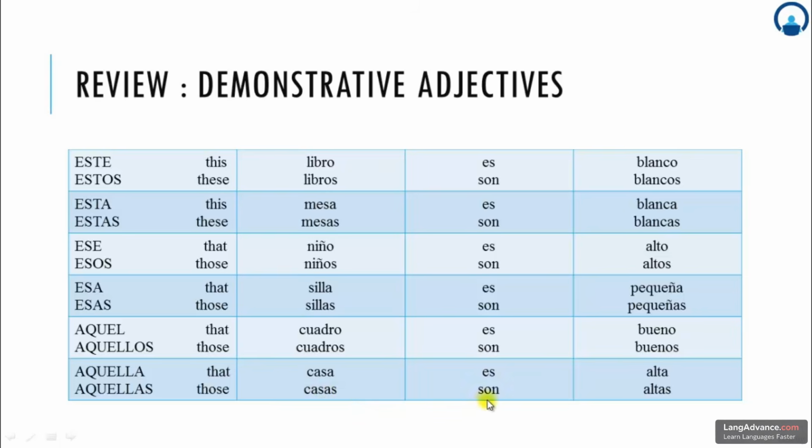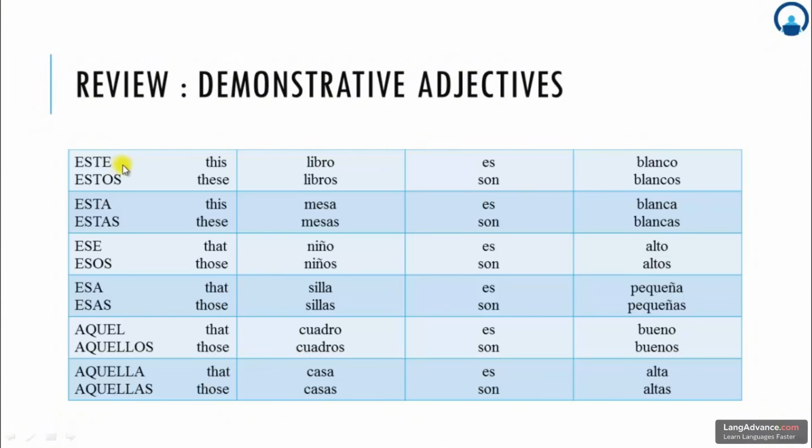Aquellas casas son altas. Those houses are tall. So that was an example of demonstrative adjectives used in a few statements. I hope that you remember these rules of singular masculine, singular feminine, plural masculine and plural feminine while using demonstrative adjectives. So if we see that in this table, I'll repeat it for you once more.